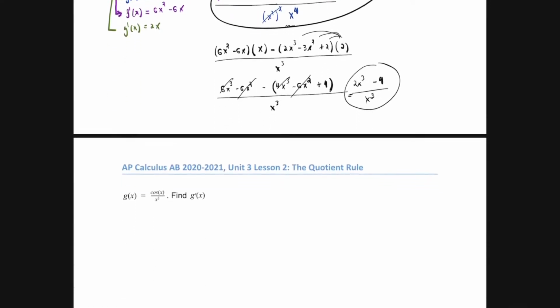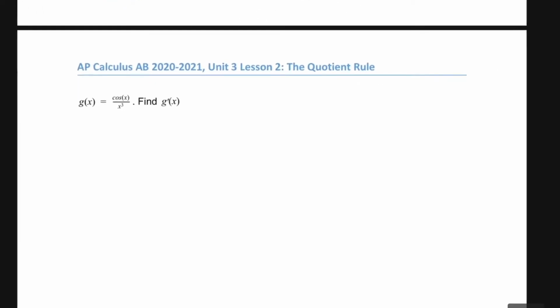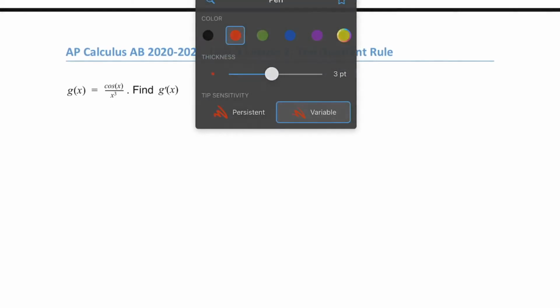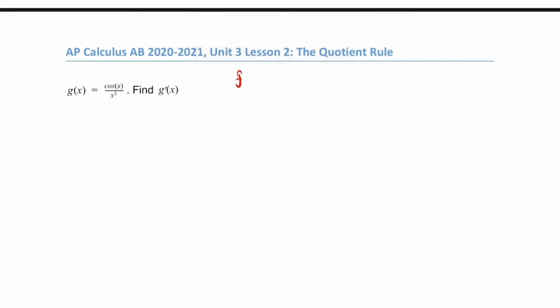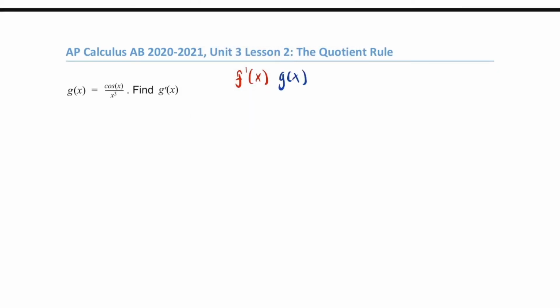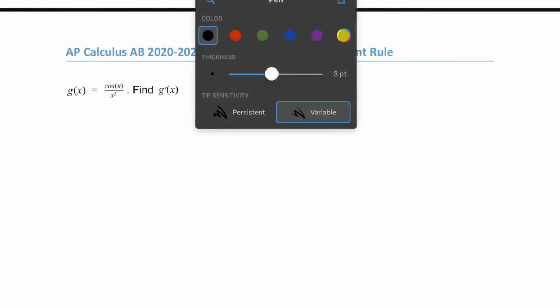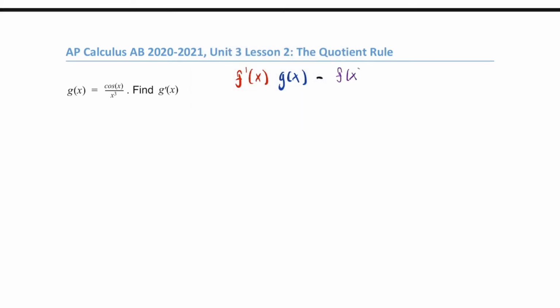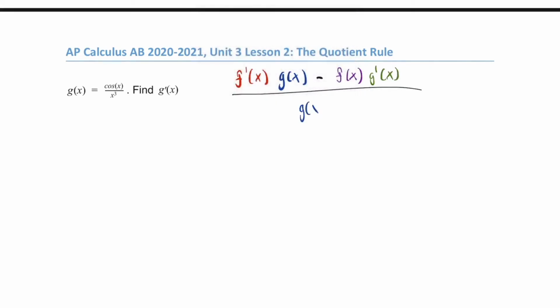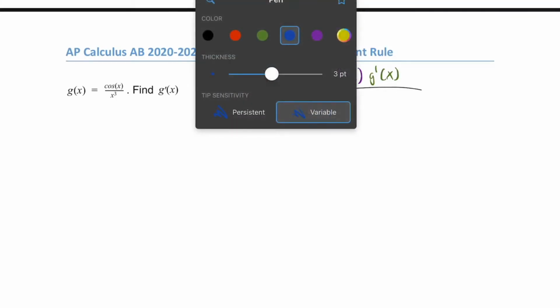And so let's take, for example, if g of x is the cosine of x over x cubed. So again, let me write this out. This is going to be f prime of x times g of x, just writing out the quotient rule here, minus f of x g prime of x. All of that is going to be over g of x squared. Okay?